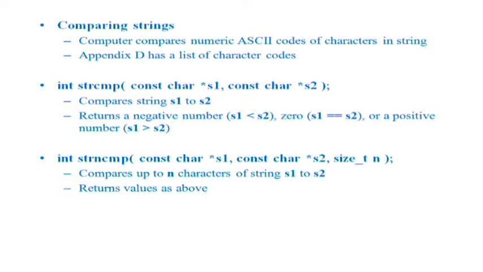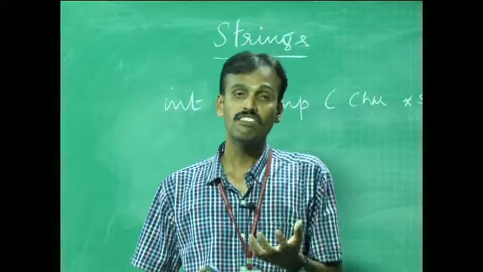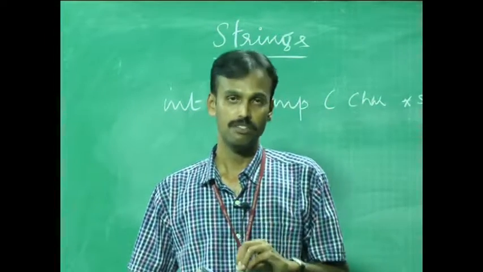The various relations that can happen between two different strings are that s1 may be lesser than s2. In that case, this function will return a negative number. That is why its return type is integer. If both s1 and s2 are equal to each other, then it returns the value 0. If s1 is greater than s2, it returns a positive number. This is how I compare two different strings.